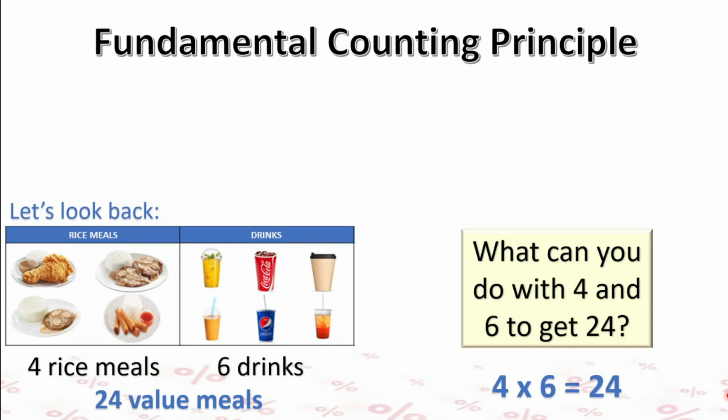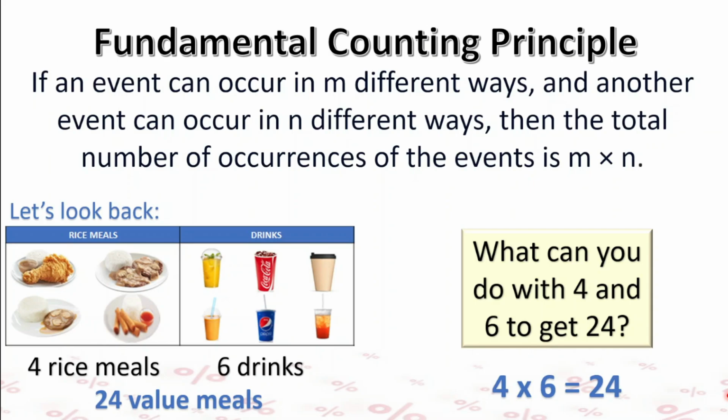And that's the aspect or the principle of the fundamental counting principle, which says if an event can occur in m different ways and another event can occur in n different ways, then the total number of occurrences of the events is m times n, meaning how many we have here times how many we have here will give us the number of outcomes in total.